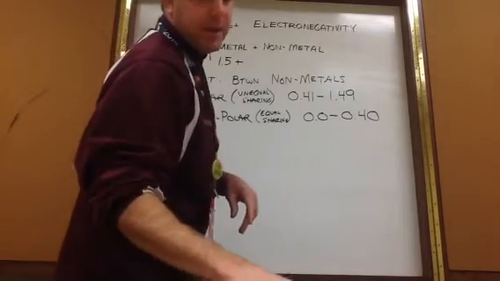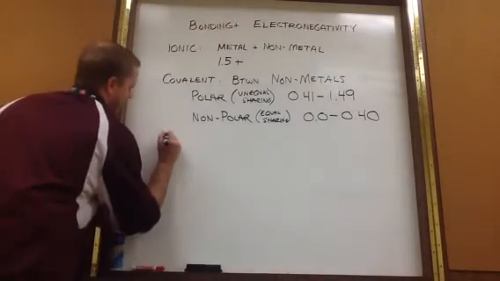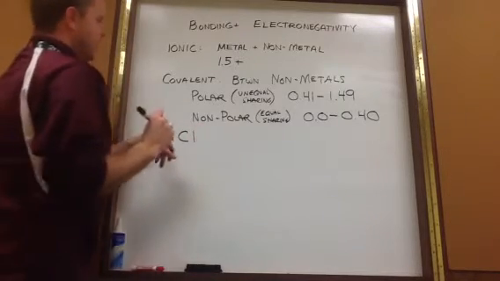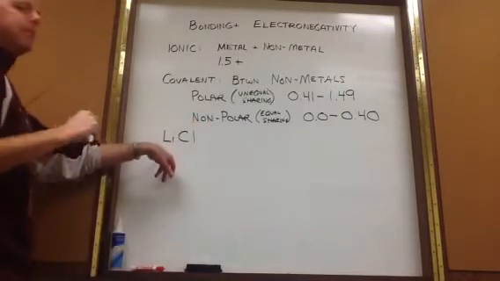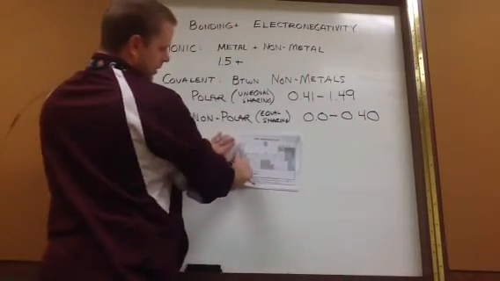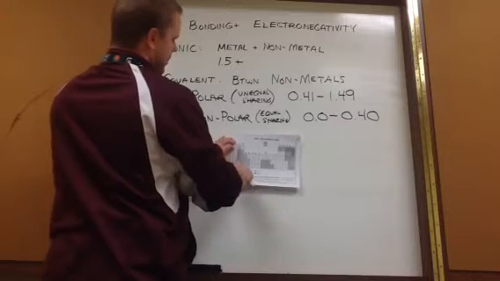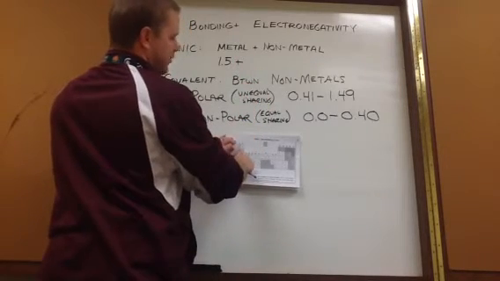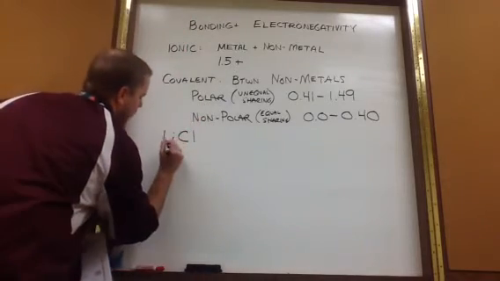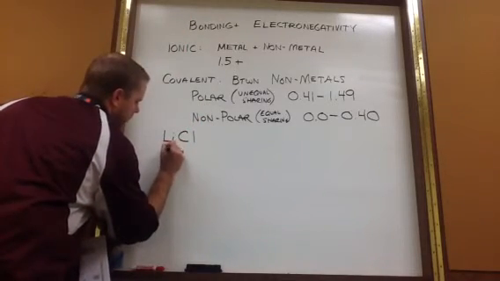So you have an example on your sheets, okay, and let's do one together. And it's Li and Cl. Well, lithium is a metal. Lithium is found on the left side of the periodic table. It's right here. Okay, it's an alkali metal. It has one valence electron, therefore it's looking to get rid of it. It has a low electronegativity of 1.0.